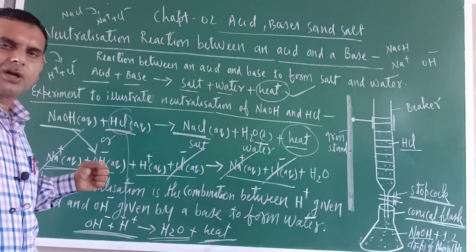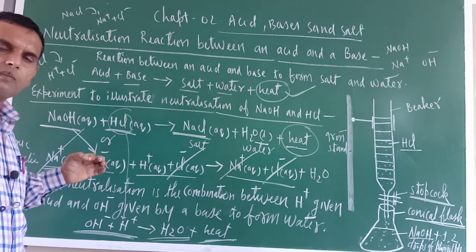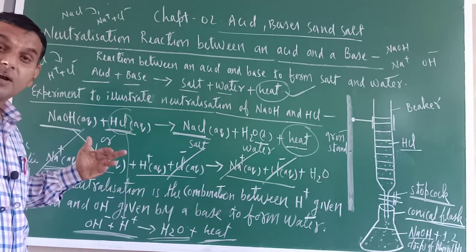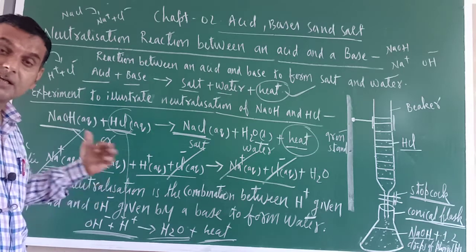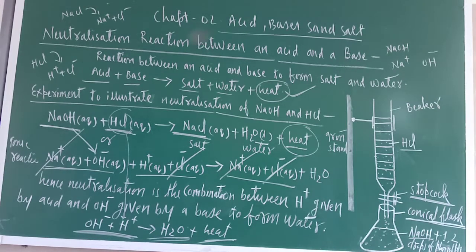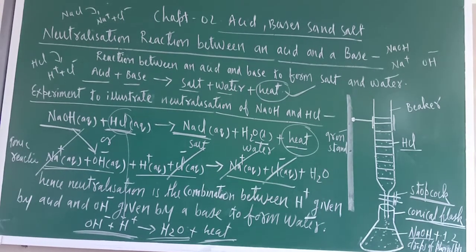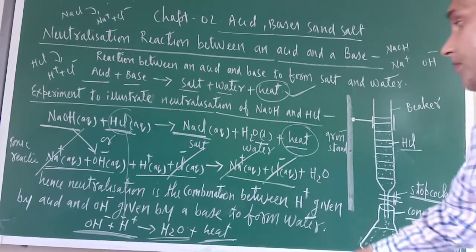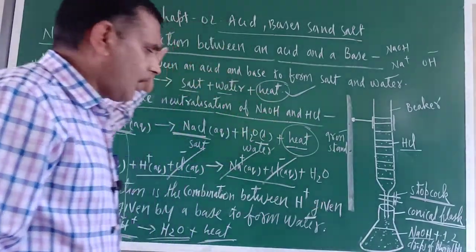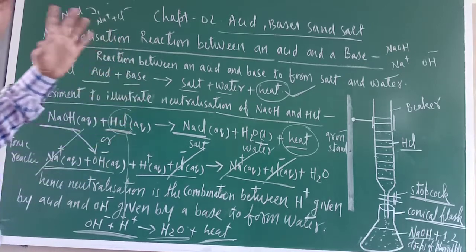So ultimately what is the neutralization reaction? Neutralization reaction is nothing but a combination of H positive and OH negative furnished by acid and base. H positive has been furnished by acid and OH negative is furnished by base to form water. Now salt is not there because the salt NaCl has been cancelled out. So this is all about the activity which is related to the neutralization reaction.